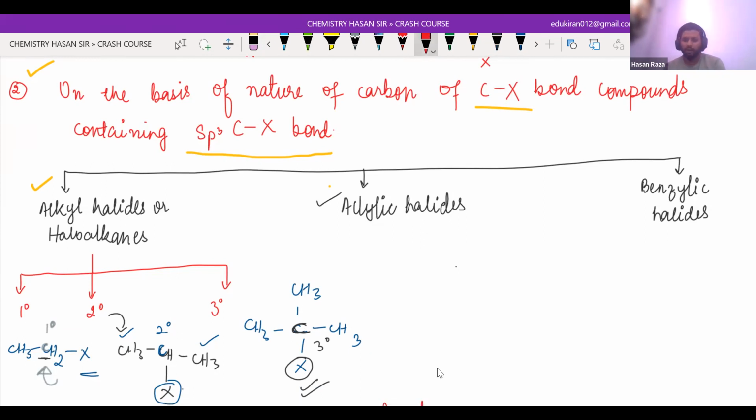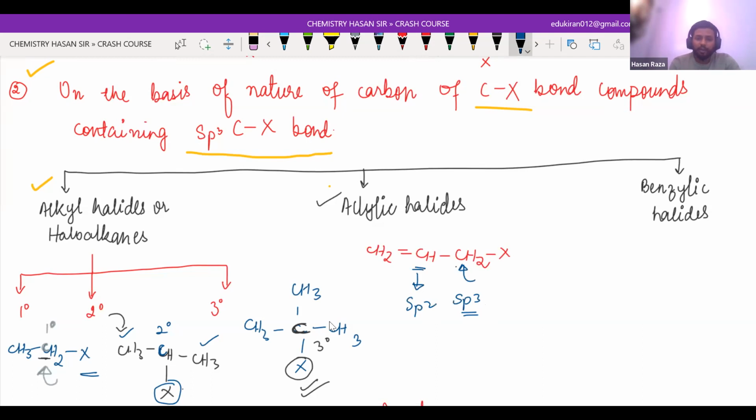Basically, the carbon to which X is connected must be sp3 hybridized, and the adjacent carbon to that sp3 hybridized carbon should be sp2 or doubly bonded. The scenario will be like this: CH2 double bond CH, and here it comes CH2, and here it comes X. You can see this carbon is singly bonded, that's why it is sp3 hybridized, and adjacent to this carbon is doubly bonded, that's why it is sp2 hybridized.